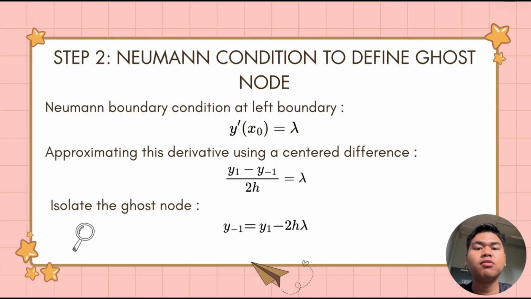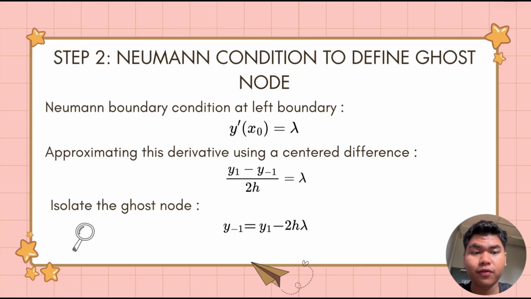To overcome this hurdle, we move to step 2. Since the ghost node originates because of a boundary limitation, we look directly to our boundary condition for the solution. In this problem, we are given a Neumann boundary condition at the left boundary. This tells us that the derivative of y with respect to x at our starting point at 0 is equal to a non-constant value, which we denote here as lambda. To make this boundary condition useful for our discrete grid, we approximate the first derivative using a centered difference formula. This gives us the expression y1 minus y negative 1 over 2h equals lambda.